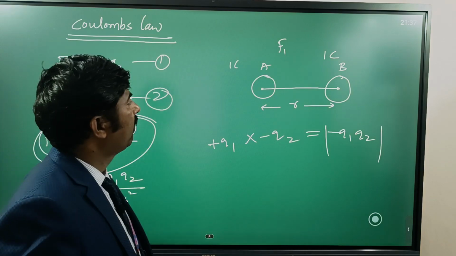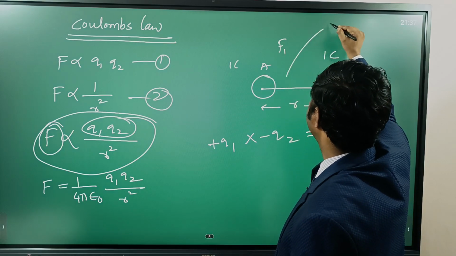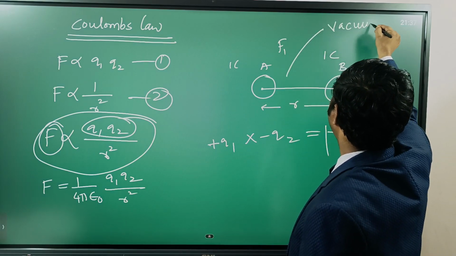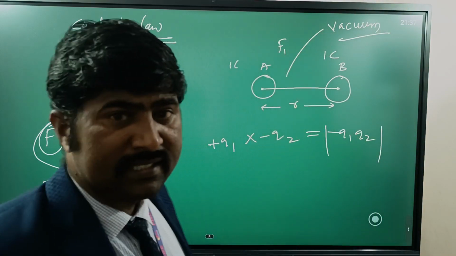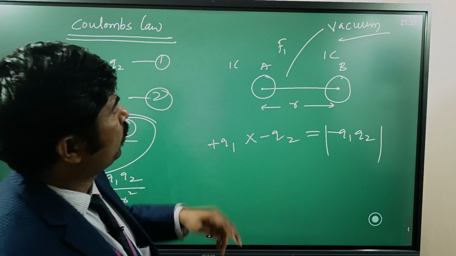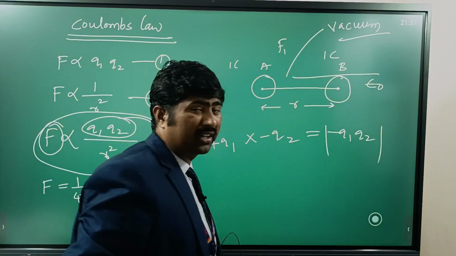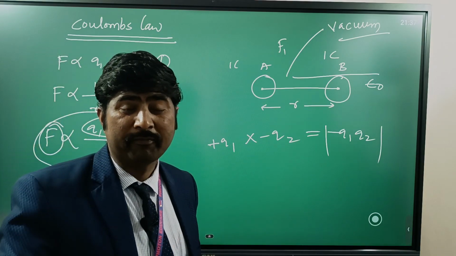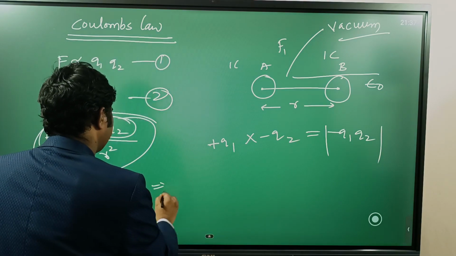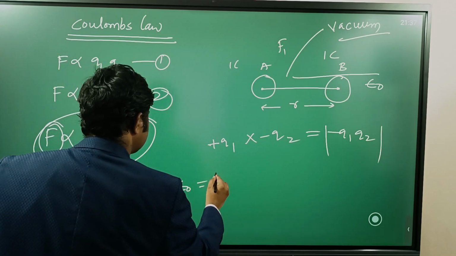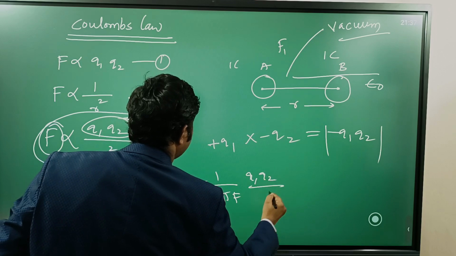See, initially we have placed these two charges in vacuum condition. Vacuum means the absence of air. In that vacuum, the value is epsilon naught. Epsilon naught is called absolute permittivity. And its value, if you write its unit, epsilon naught is equal to 1 by 4 pi F, Q1 Q2 divided by R square.